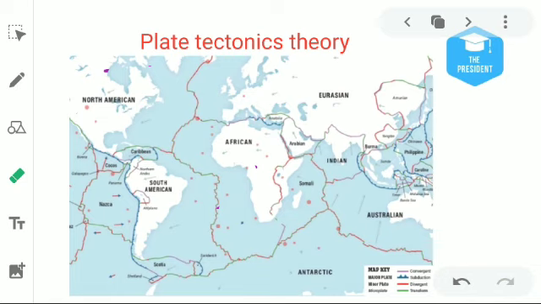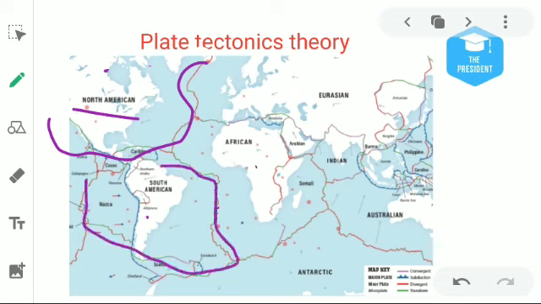What does that say? There are 7 plates. You can see the first one is the Northern American plate. See the length of this plate. The second plate, see the boundary of this plate. Here is the South American plate, African plate, Eurasian plate, Indian plate, Australian plate, Antarctican plate. You can see the symbols here. The first one is the convergent plate boundary, then the divergent plate boundary.